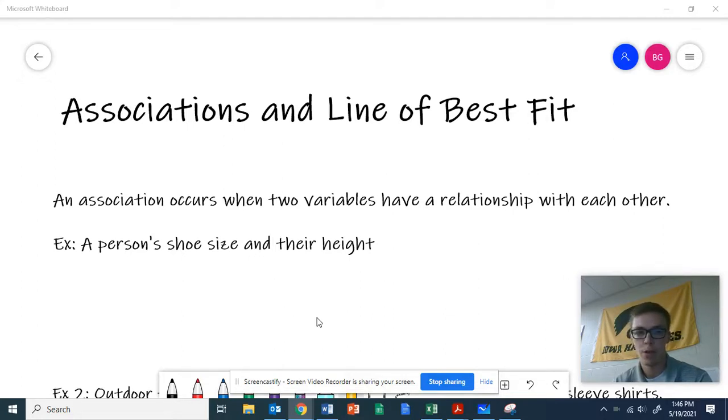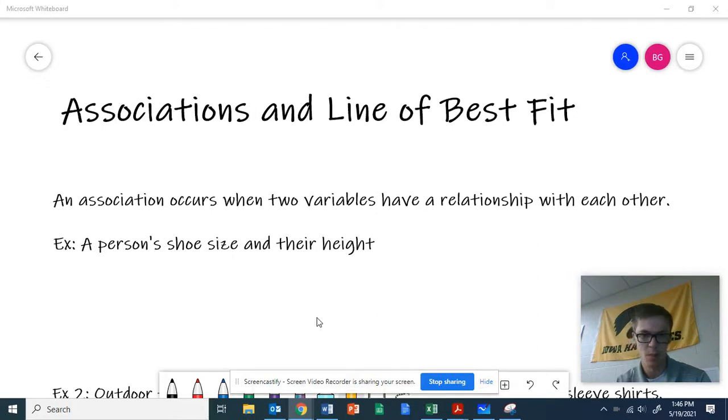Well, an association occurs when two variables have a relationship with each other. So the way you can think of that is, as one variable changes, does it affect the other variable? Does it affect something else? Does it affect that part that's asking? Okay, so that's what we're going to be looking at today. And we're going to be describing associations later on in this video.